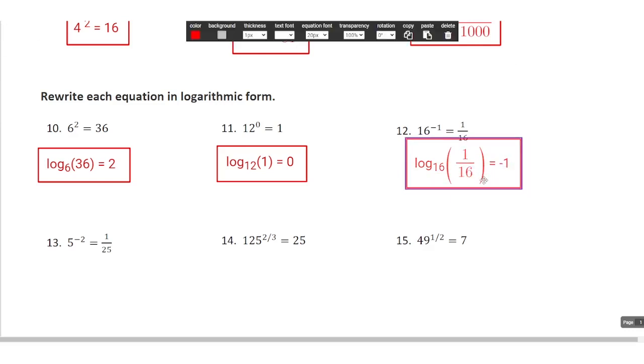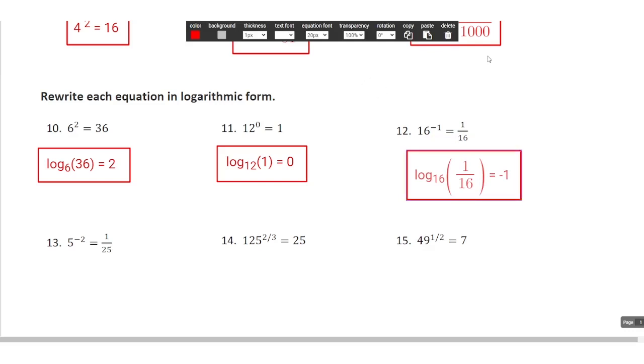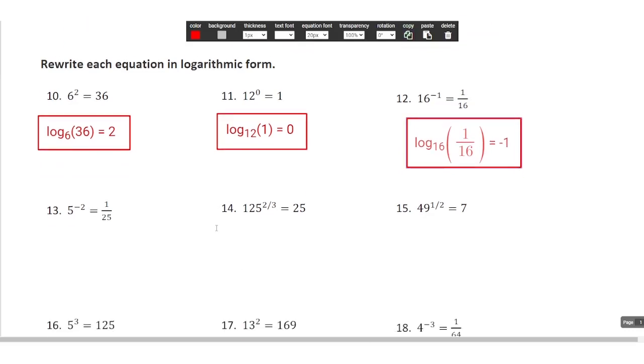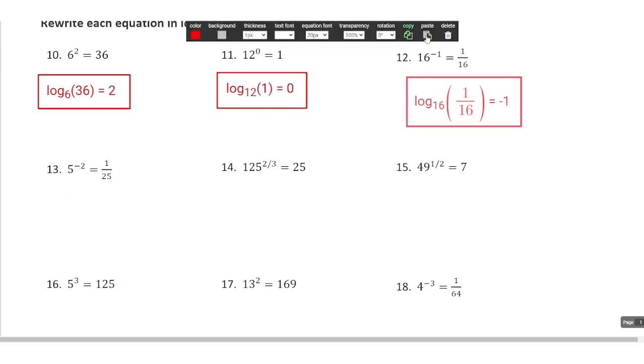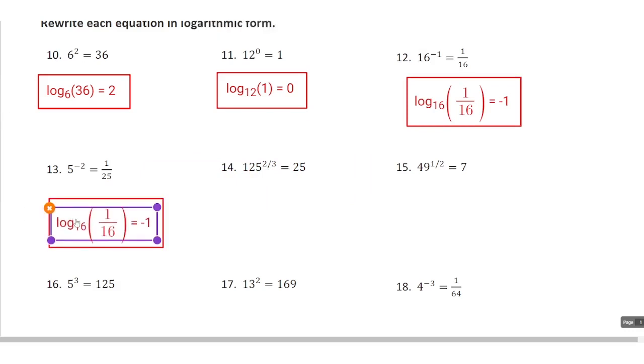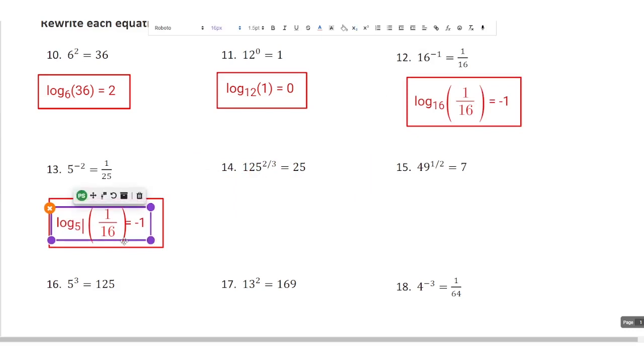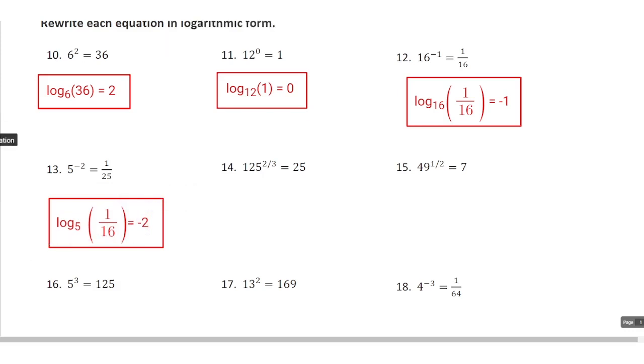And we have a similar problem down on number 13. And so just to speed things up a little bit, I'm going to copy and paste my answer for number 12 because I know it's going to be very, very similar. Well, I'm going to try to anyway. Copy, paste, there we go. Okay, but in this case, the base is 5. Okay, the exponent is negative 2, and the power is 1 over 25.